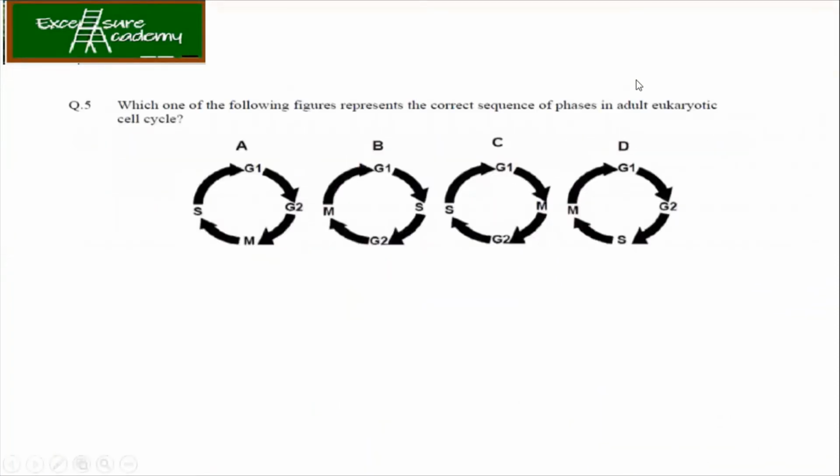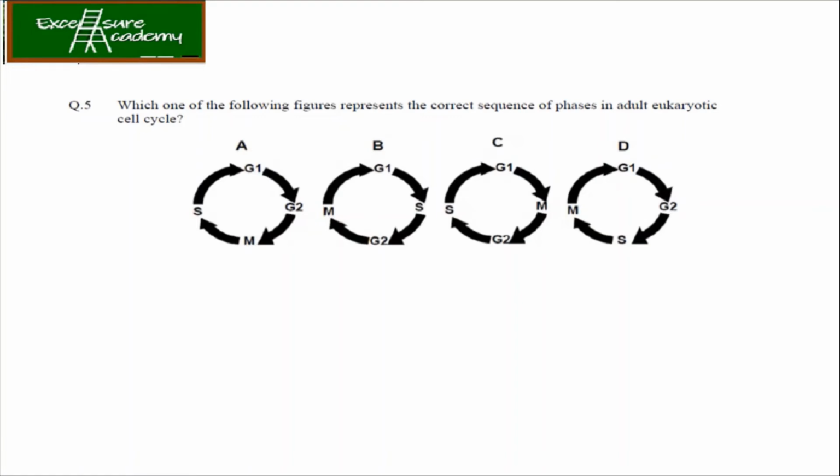Next question. Which one of the following figures represents the correct sequence of phases in the adult eukaryotic cell cycle? So this is very simple actually, as there is nothing to remember over here. We know that G1 corresponds to the gap phase, S corresponds to the synthesis phase, during which the DNA gets replicated. G2 phase is required to make the machinery ready for the preparation for mitosis to take place, and then the M phase is mitosis. It corresponds to the separation of daughter chromosomes, and usually it will be followed by cytokinesis. That is, 2 daughter cells you will get.